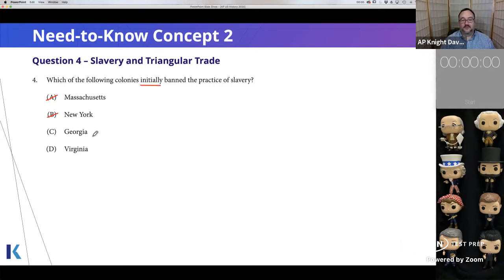In fact, having slaves there actually could be counterproductive to what Georgia was trying to do. And so that's going to be why C is the correct answer, is that they didn't allow it at first. And so that initially gives us such a big clue. That's awesome that that helped.